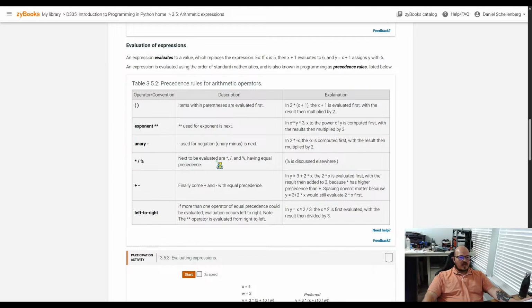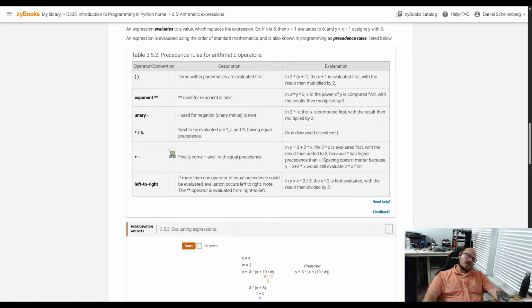Next to be evaluated are the times, the division, and the modulus having equal precedence. The modulus is discussed elsewhere. So this was the modulus that I was talking about earlier, and what I was wondering is if we learn it further ahead, and we do. It tells us right here. I just forget what the double division sign means, forward slash. I forget the name of it.